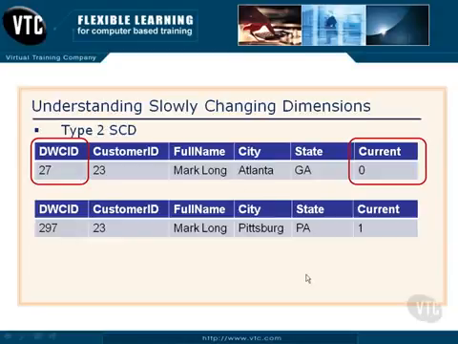Now, I hope this helps you understand the difference between a type 1 and a type 2. Type 1, just override it. Type 2, we're going to add some more columns, and we're going to work on identifying changes. Now, you can get a lot more creative with this, but this is the most simple example that I could show you to help you understand how we're going to do this.